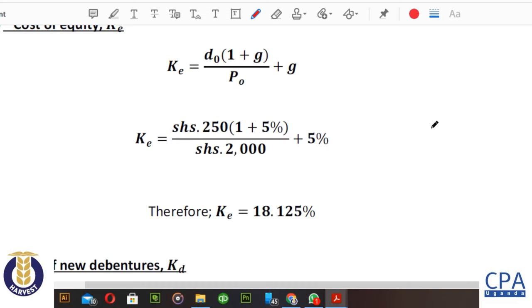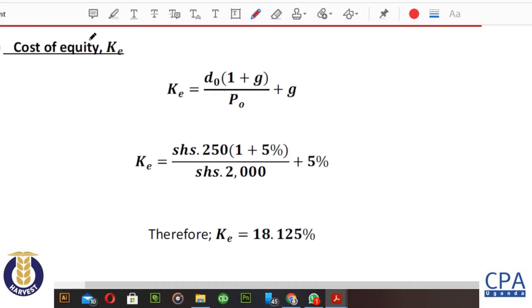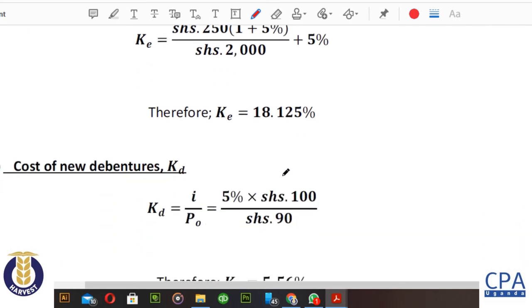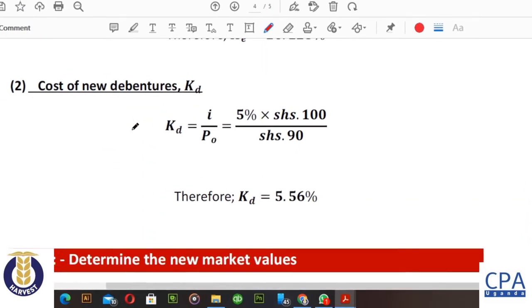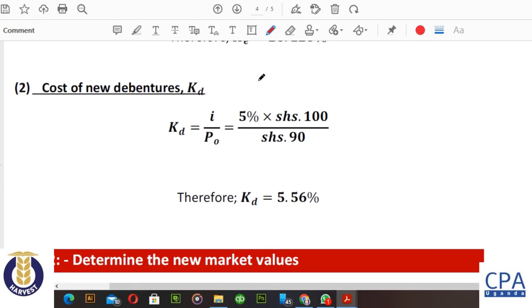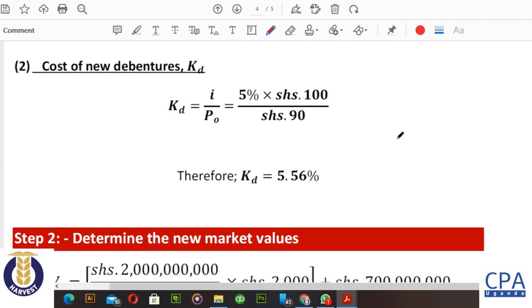So when you're done with the cost of equity, which is the KE, we now move to the cost of the new debentures, which is the KD.